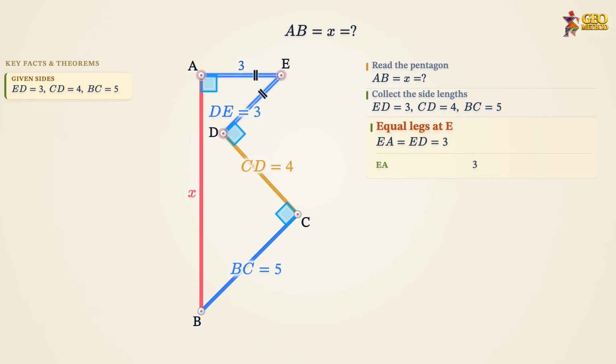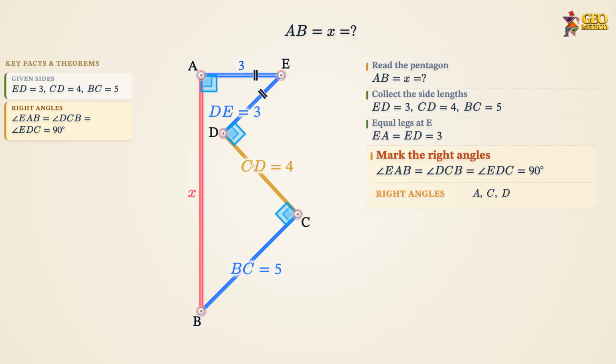The corner at E carries matching tick marks. The side EA equals the side ED, so segment EA is also 3. Store that horizontal leg, segment EA, away because we will need it at the very end.